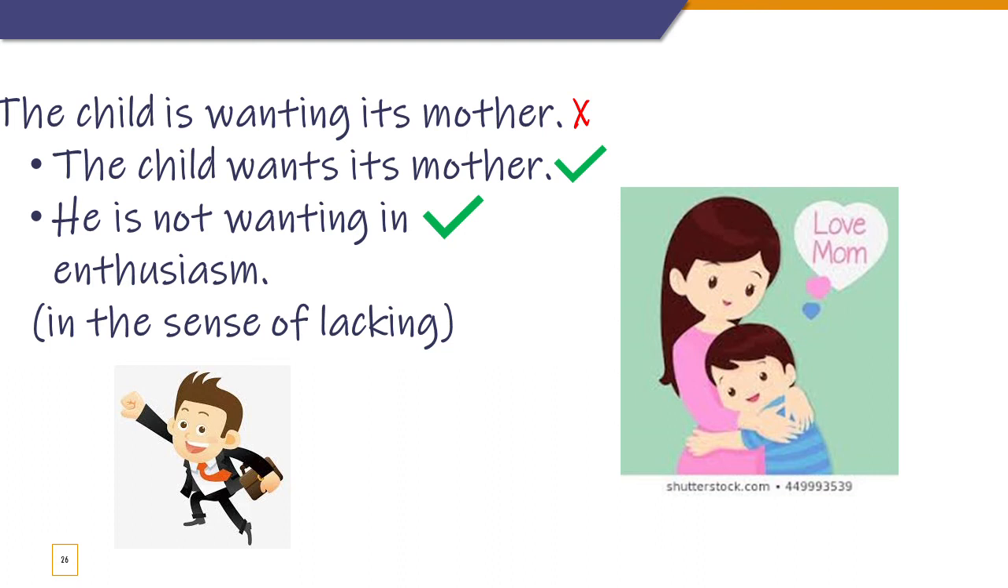Now in the last sentence we have "he is not wanting in enthusiasm." Okay, so wanting is another word for lacking. When you don't have something with you, you want that. Okay, so that's the meaning of wanting here. So "he is not wanting in enthusiasm" means he is not lacking in enthusiasm. Okay, so if you can see that picture, there is this office worker who is very happy and enthusiastic. Okay, so that is appropriate, right?